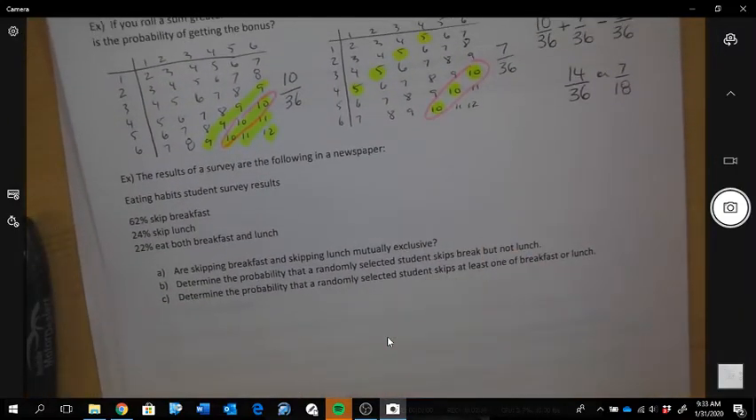The results of a survey in a newspaper are the following: 62% of people skip breakfast, 24% skip lunch, and 22% eat both breakfast and lunch. Are they mutually exclusive? Determine the probability that a randomly selected student skips breakfast but not lunch. Determine the probability that a randomly selected student skips at least one of breakfast or lunch.